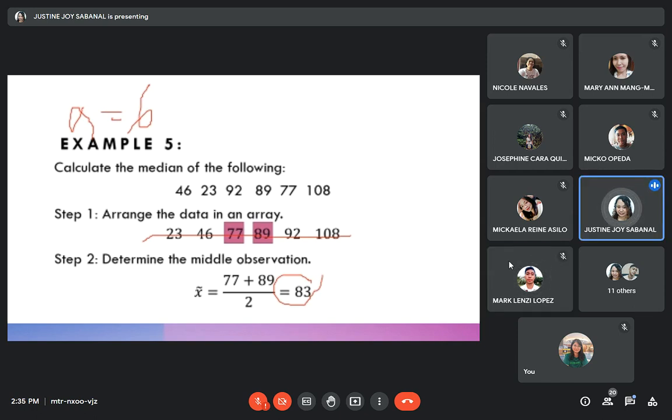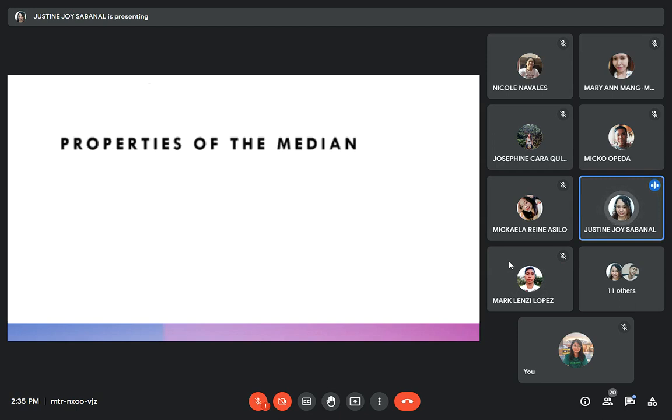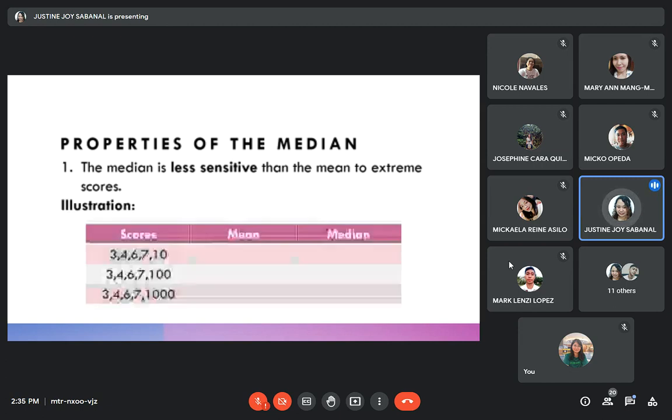So we have now the properties of the median. Specifically, if we compare the aspect of median to the mean, median is less sensitive than the mean to the extreme scores. Again, yung extreme scores po ay sobrang laki or sobrang baba na value pag kinompare natin sa karamihan ng ating information. Ito yung illustration natin. Hindi daw masyadong naaapektuhan ang median ng extreme scores, hindi kagaya ng mean. Meron tayong tatlong set of data dito.